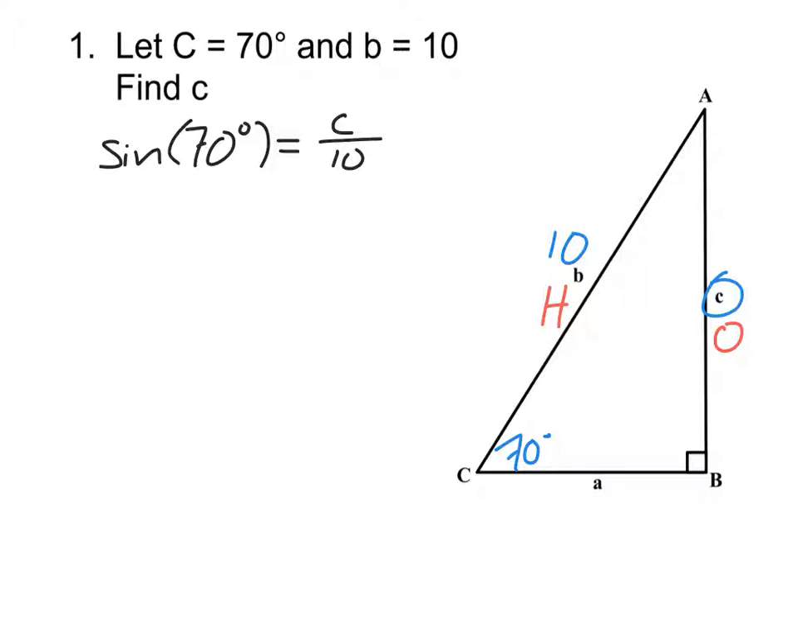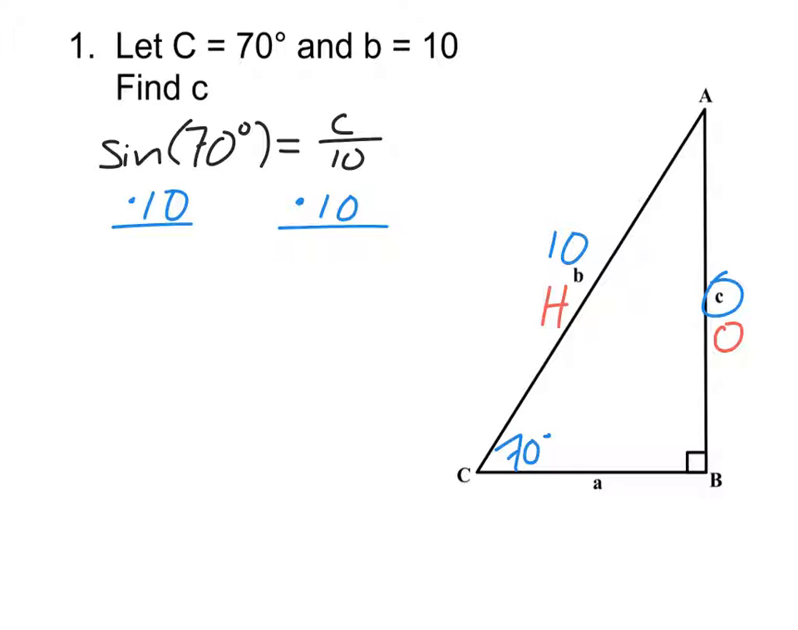Then we solve from here. And there's a couple different ways people solve these. One way is that you actually write it all as one big proportion. So you'd write like your sine 70 over 1, and then you could cross multiply. Or you could think of it as multiplying both sides by the denominator of the fraction, which is what I'm going to choose to do here.